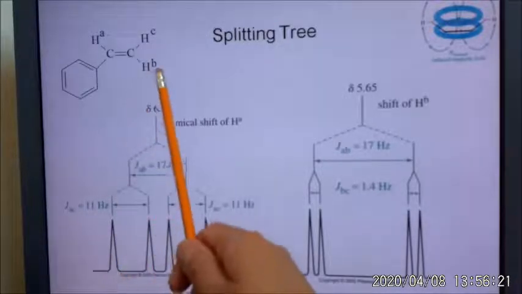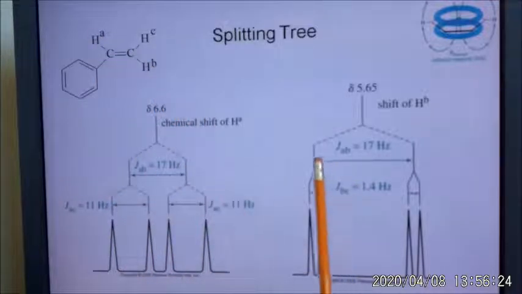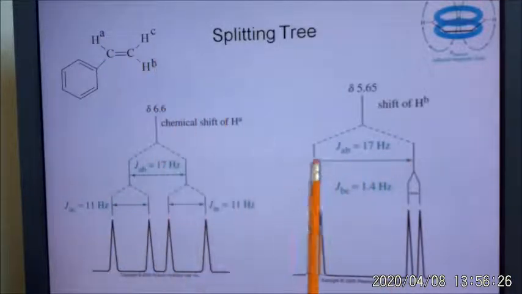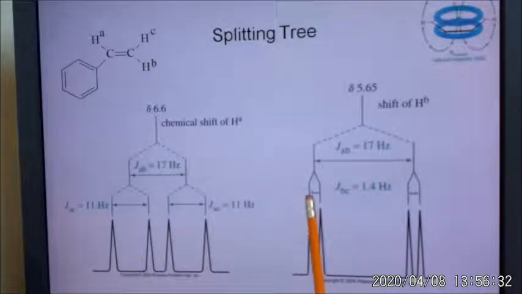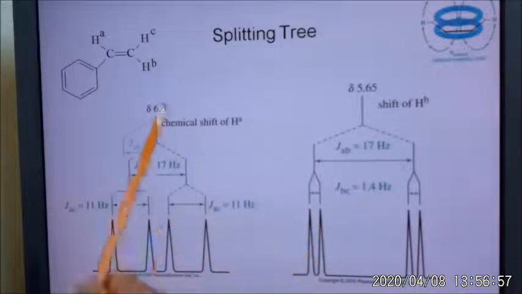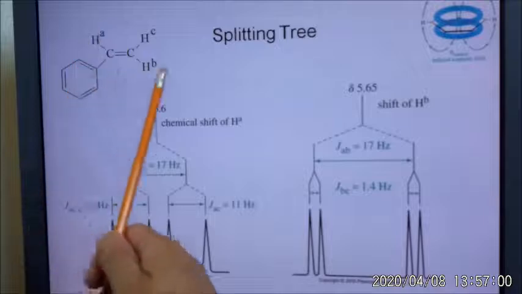What about B? B sees 17 hertz right there. And then those peaks are split again by the 1.4 to 2 hertz, right? So you get a doublet of doublets, but you can see the pattern's different. So what does this tell you? Whatever proton this represents is going to be cis and trans to the other 2 protons. Whatever proton we're looking at here has to be geminal to one and trans to the other. So this has to be B because it's geminal to one, trans to the other.